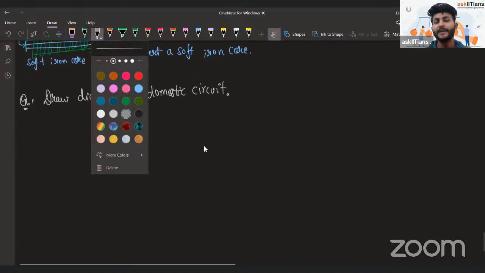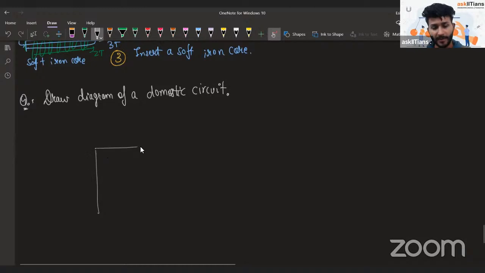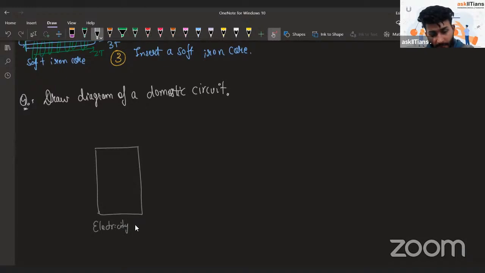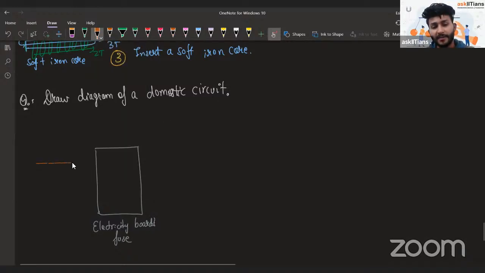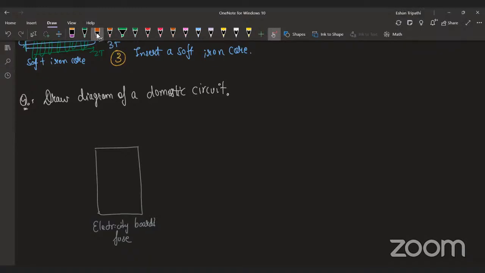So let me mention all the elements that were there. It would be a quick recap and important things that we have to note. First of all, it goes into an electricity board's fuse. The electricity which is coming from the powerhouse from outside, first it will go into the fuse. So 2 wires are there, you know about it. First is called the live wire, which is what in color? What is the color of the live wire, guys? The red or brown.